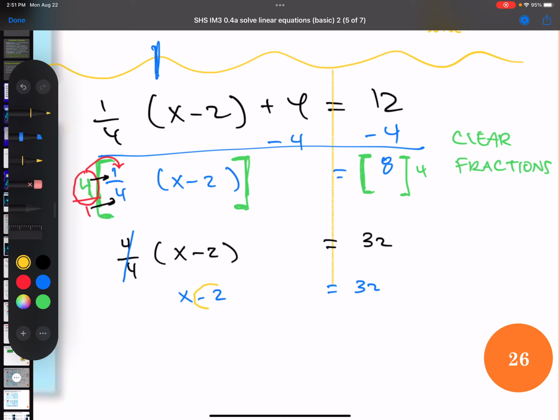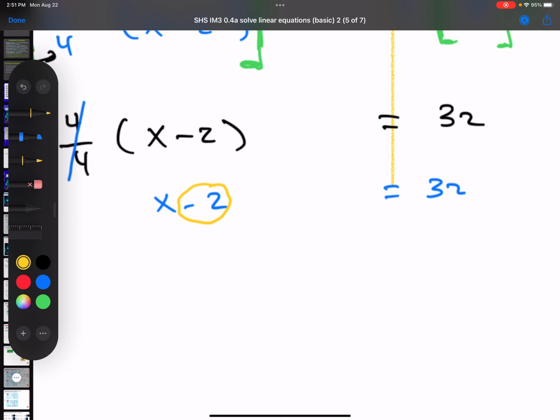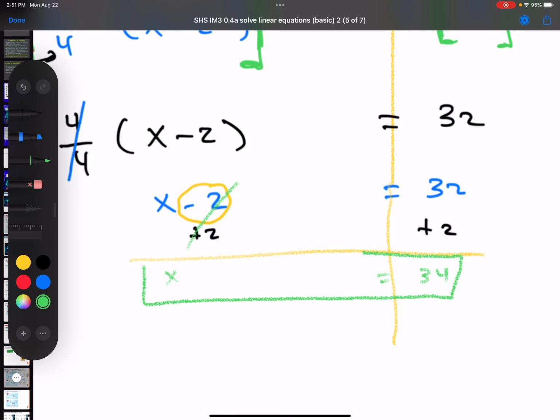Class, what do I see right here? -2. Melissa, what's the opposite of a -2? +2. To go across the equal sign, which I kind of drew with this line, you need to do the opposite. So you have x equals, class, what number? 34. Raise your hand if you got x equals 34.